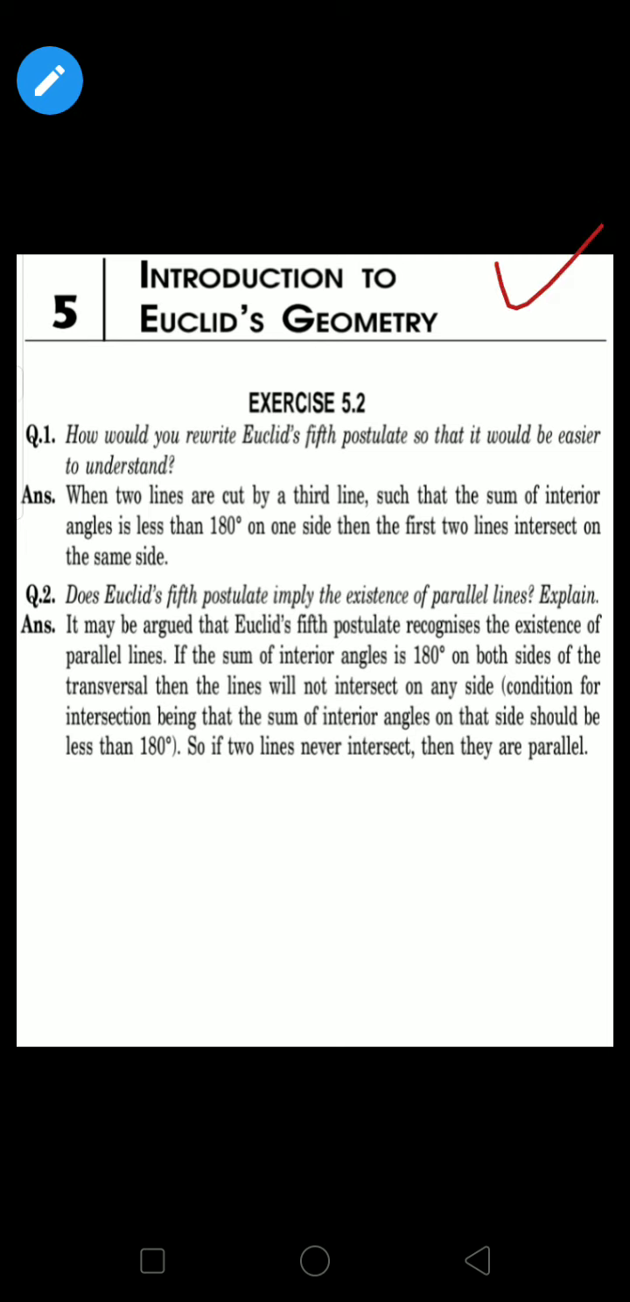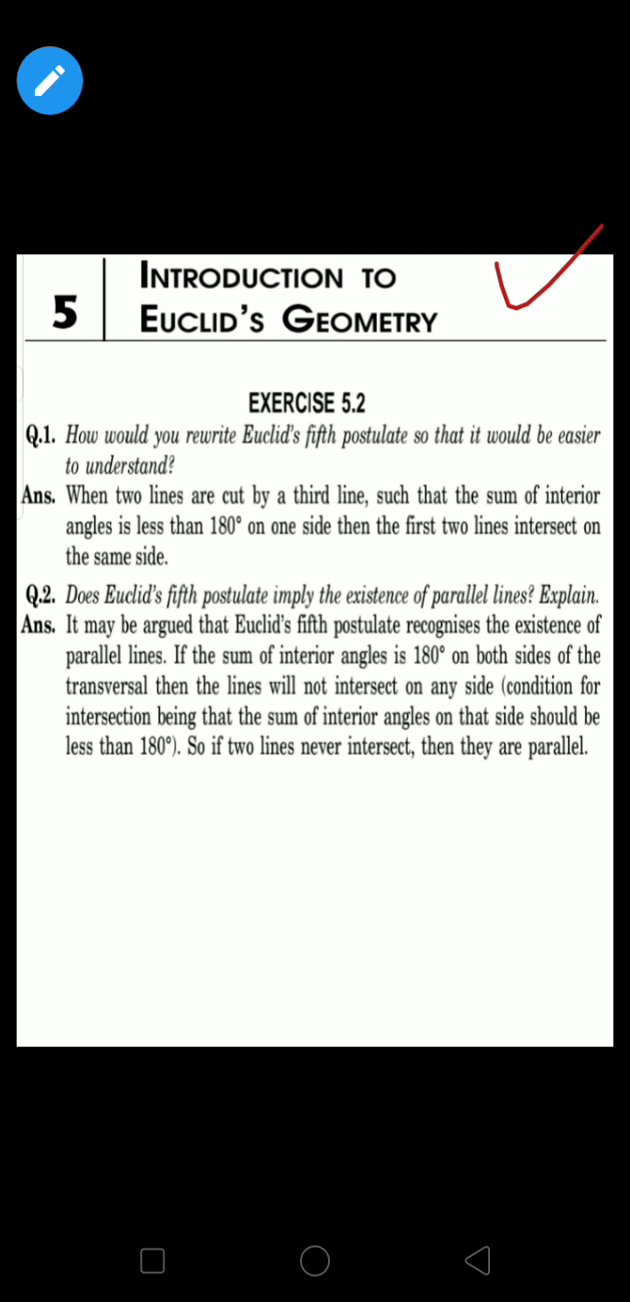Introduction to Euclid's Geometry of Class 9 Maths NCERT. That is a very simple exercise. I had made a video on it before, but I will tell you some points again. Now read the first question. There are only two questions, that is why this video will be very short.